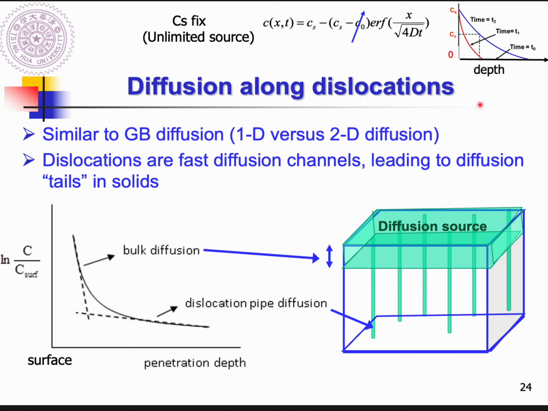one-dimensional dislocations. As you learned before, an atom at a one-dimensional dislocation has a higher energy, so that will result in a lower activation energy. That will help atoms diffuse through one-dimensional dislocations faster than inside the grain. So the concept will be similar to what we learned in grain boundary diffusion. And dislocations are fast diffusion channels leading to diffusion tails in solids.